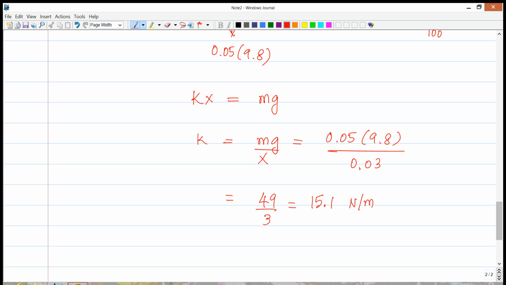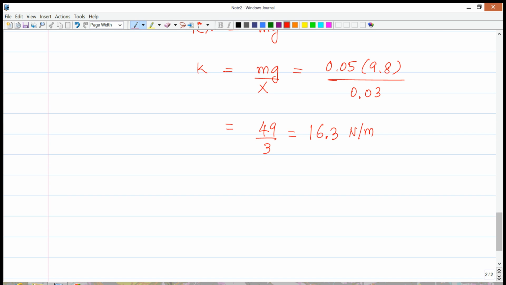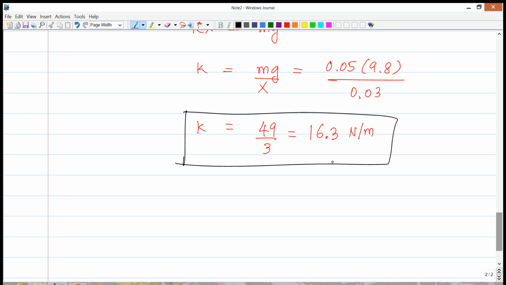Newtons per meter. Alright, what am I doing? That's not right. 16.3 newtons per meter. So this is how we end up getting the spring constant for the spring. Alright, simple problem.